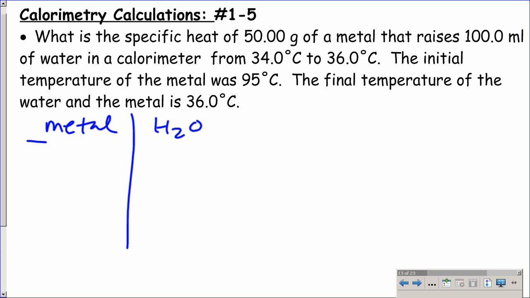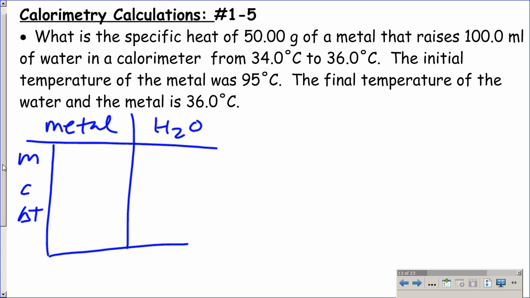And I can already see, looking at the information, I'm given M, I'm given T's, and I know my C of water already, so I like to make myself a chart like this. And if you're an organizational person, you're going to be all over this. All right. So as I go through, tell me where I'm filling in the boxes. What is the specific heat? That's my question. Where's my question mark going? C of metal, thank you.